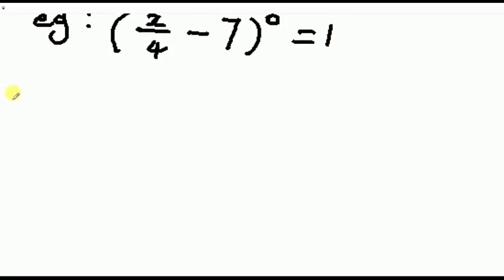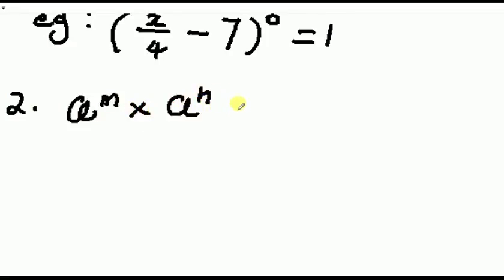Our rule number 2, or law number 2, will be what I call the multiplication rule. A to the power m multiplied by a to the power n is equal to a to the power m plus n. So to remember this one is very much easier. You just say that when you're multiplying with the same base, you add the exponents.